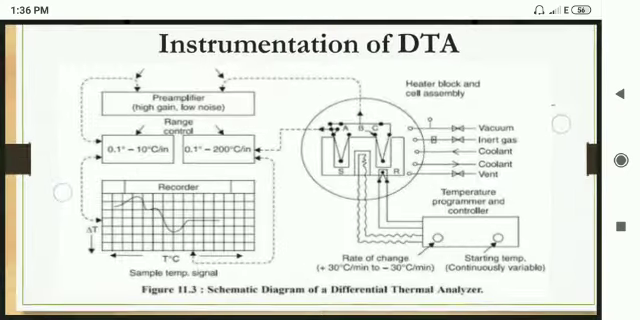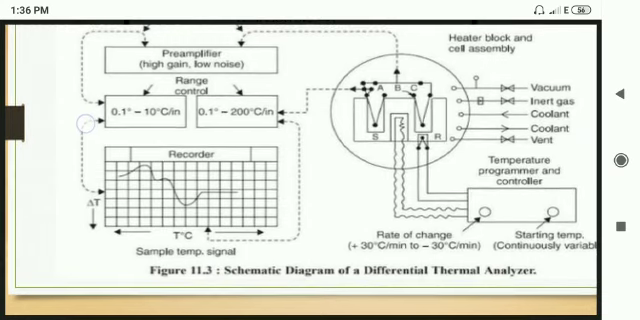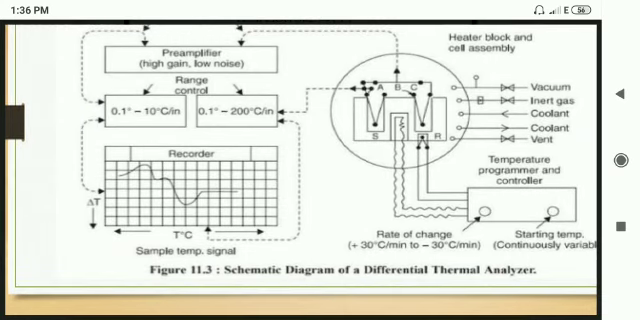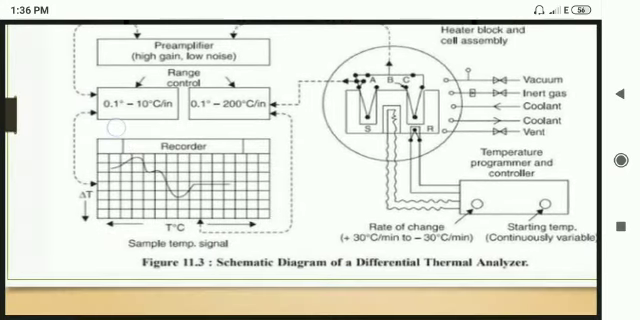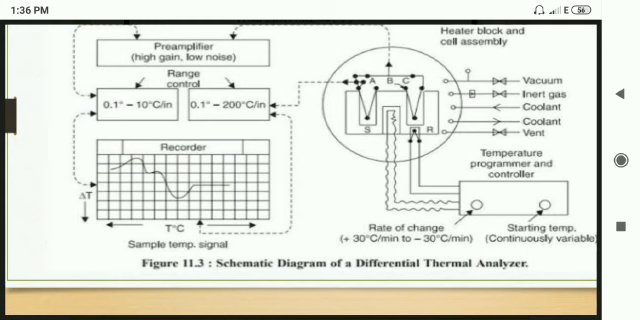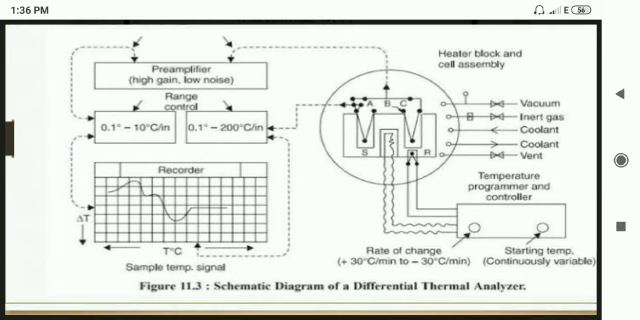This is the simple instrumentation, a schematic diagram of the instrumentation used for differential thermal analysis, and it is called a differential thermal analyzer. The differential thermal analyzer consists of a recorder, a range control, a peak control, a heat block, and a cell assembly, etc.